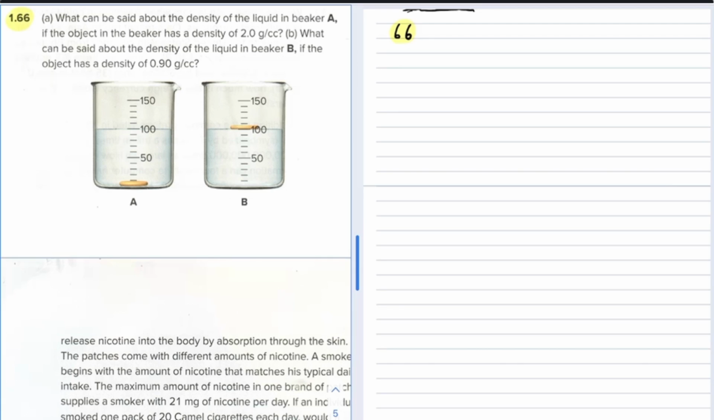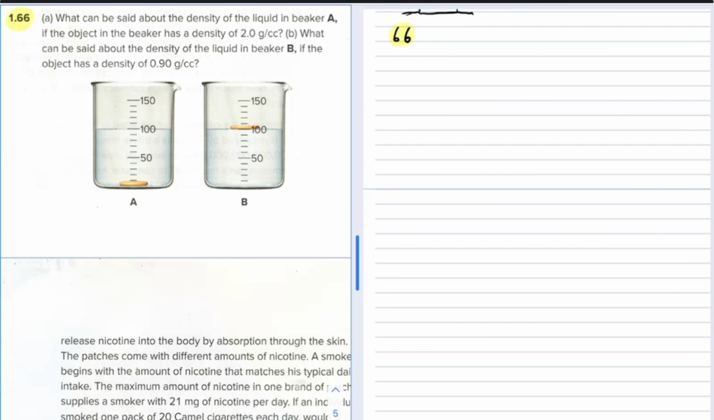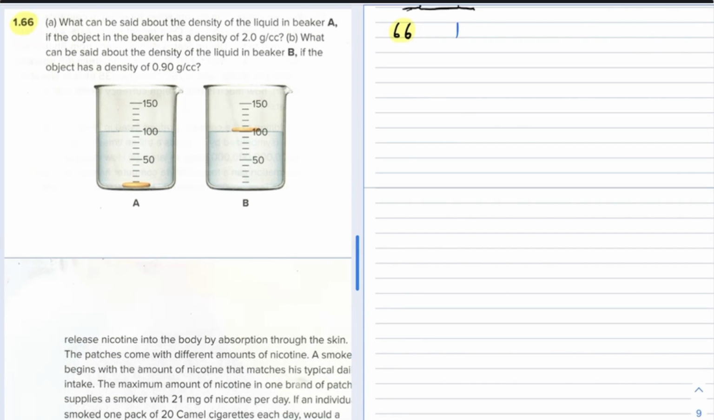Number 66. What can be said about the density of the liquid in beaker A if the object in the beaker has a density of 2 grams per cc? So here's the object. Its density is 2 grams per cc, or 2 grams per milliliter, and it is sitting at the bottom of the beaker. So the object is more dense than the liquid, because more dense means it sinks.